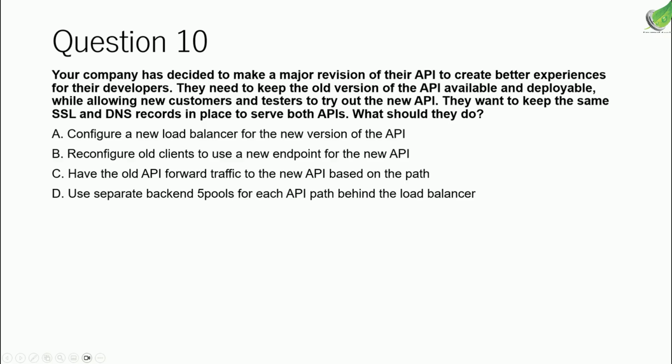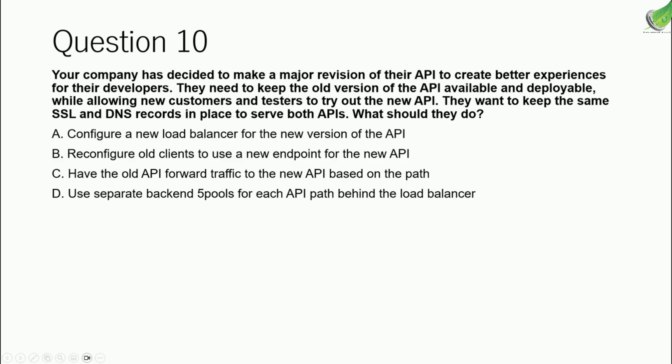Okay, let's break down this common API versioning problem to find the best solution. First, the scenario. The company is releasing a major revision of an API, which means they'll have two versions, the old and the new, running in parallel. A key requirement is that both versions must be available at the same time. Another critical requirement is to keep the same SSL and DNS records. This means both API versions must be accessible through the same domain name.